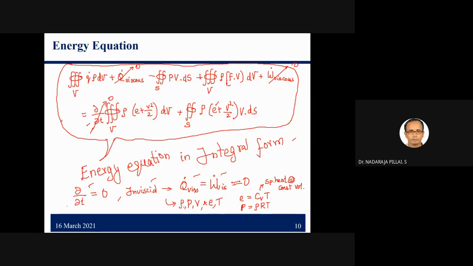Then the equations involve the parameters rho, P, V, the internal energy E, and the temperature T. And we have two more equations: one is the equation of state and the other is E equal to CvT. So from 5 unknowns, we now arrive at 5 equations. This is all about the energy equation.